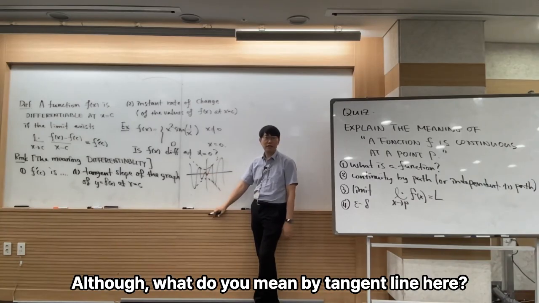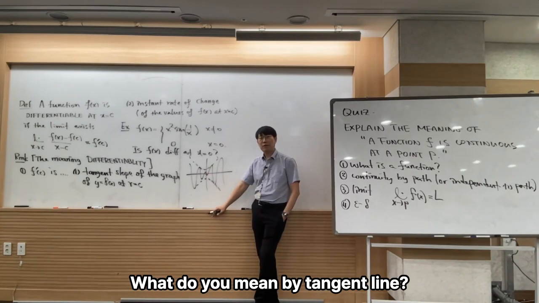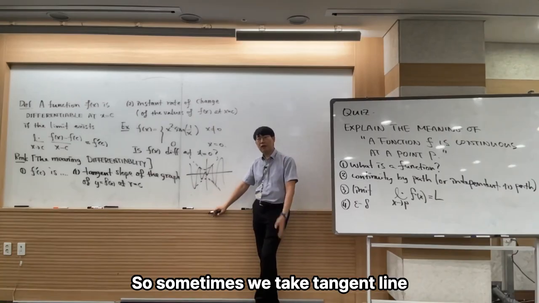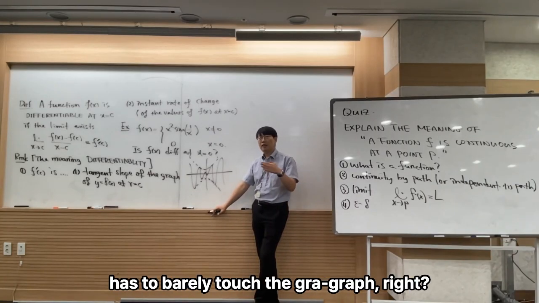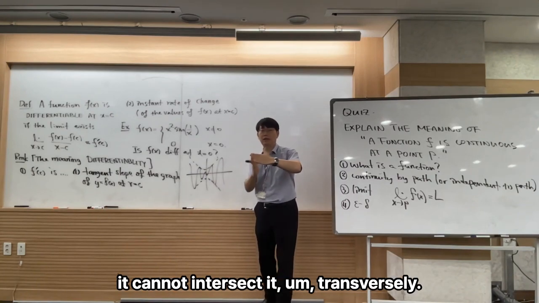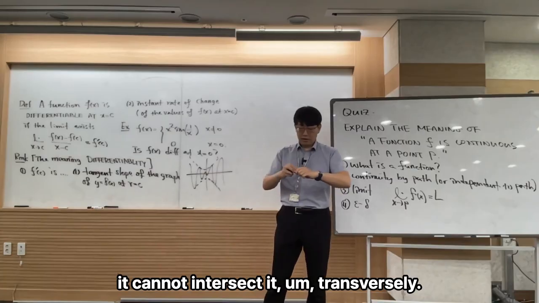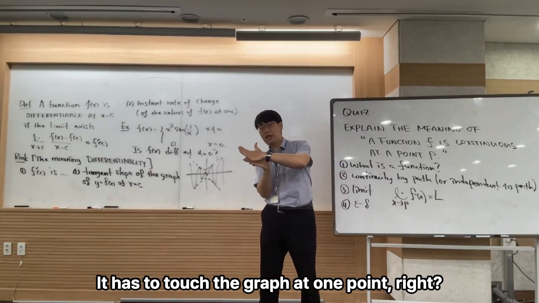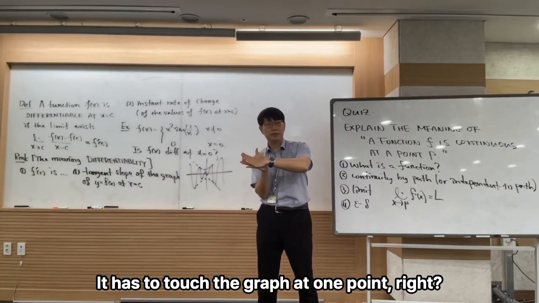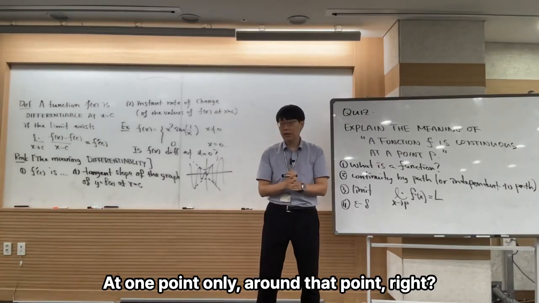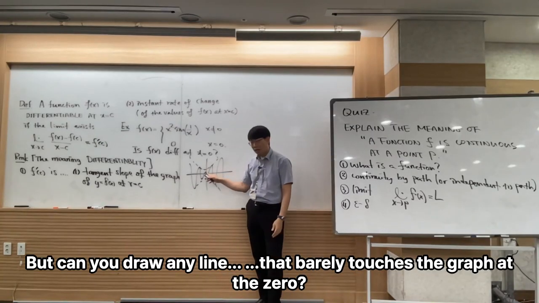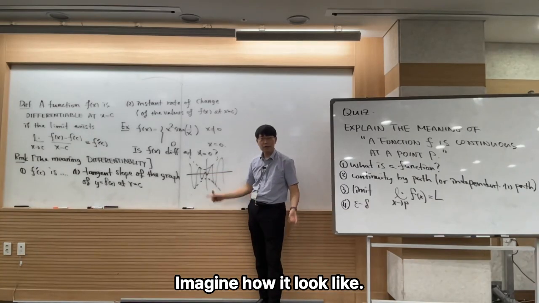So what do you mean by tangent line here? Sometimes we take the tangent line as something obvious, in the sense that the line has to barely touch the graph, right? It cannot penetrate or intersect it transversely. It has to touch the graph at one point only, around that point. But can you draw any line that barely touches the graph at 0? Imagine how it looks.